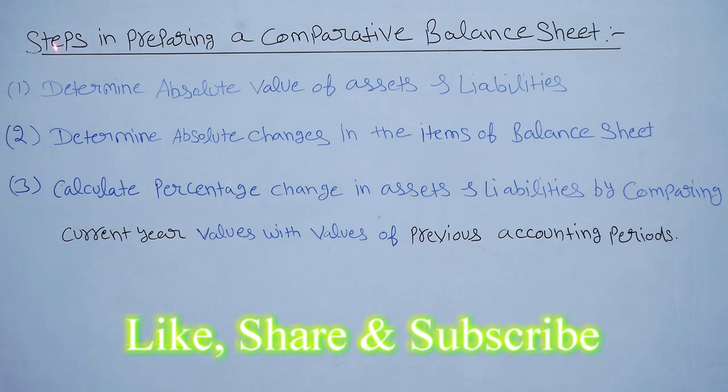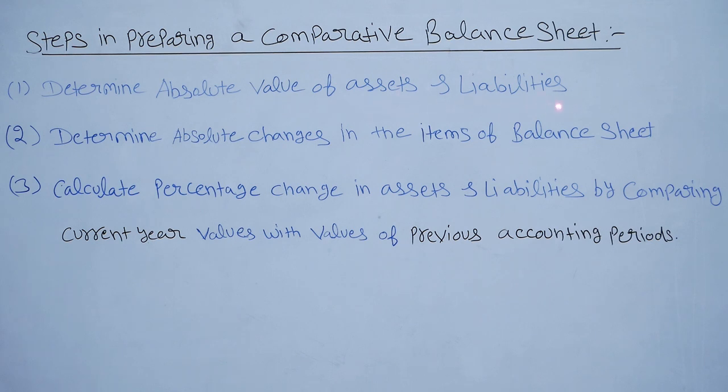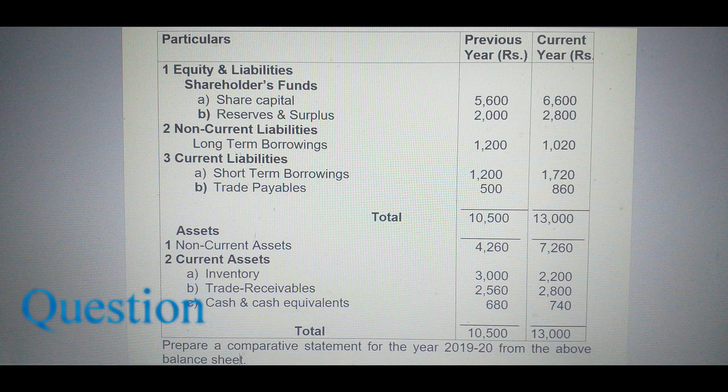Let's understand the steps in preparing a comparative balance sheet. First, determine the absolute value of assets and liabilities. Second, determine absolute changes in the items of the balance sheet. Third, calculate percentage change in the assets and liabilities by comparing current year value with the value of previous accounting periods. Let's understand the question.